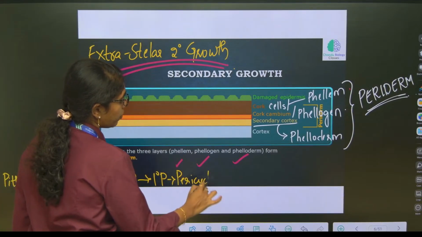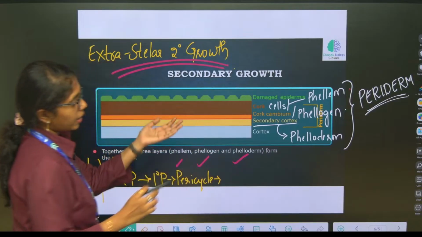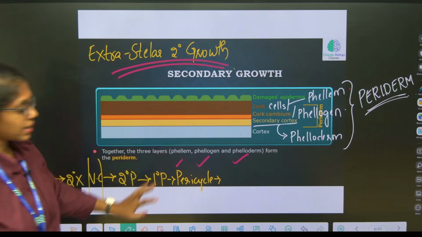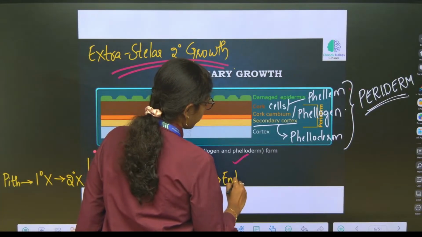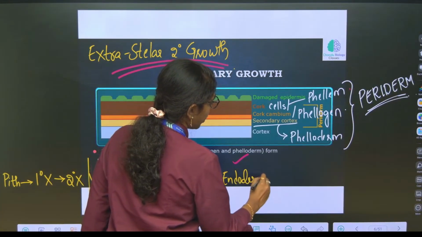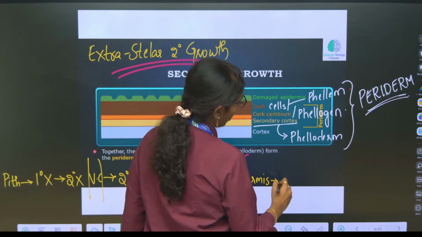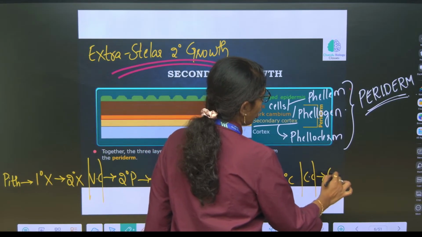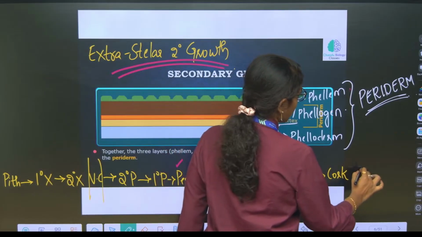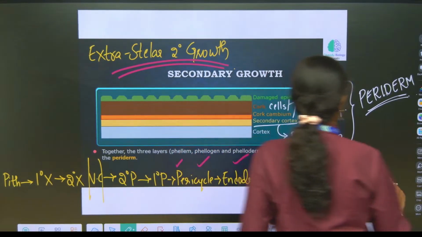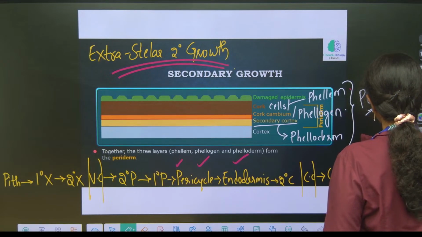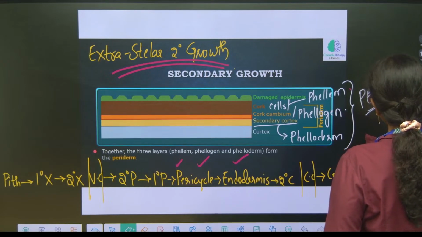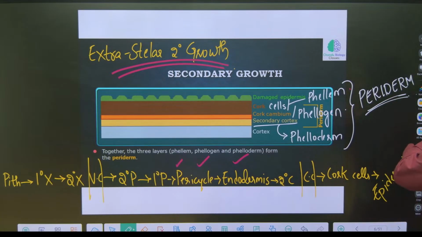After pericycle, the last layer of the cortex, that is endodermis. After endodermis it is secondary cortex, next it is cork cambium and then cork cells, and then we have epidermis. So, this will be the flow from pith to the epidermis. Clear, right? Any doubt anywhere?